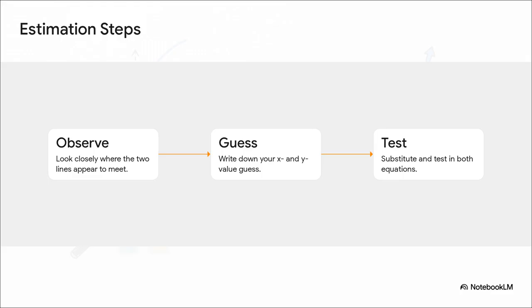Write down the x and y values you think represent that point. And Step 3. Interrogate those clues. Substitute your guessed values back into both equations to test them. If both values come out really close, boom, you've got a good estimate. Remember, your estimates don't have to be totally flawless, but they do need to make logical sense. And naturally, the cleaner your graph is, the better your guess is going to be.